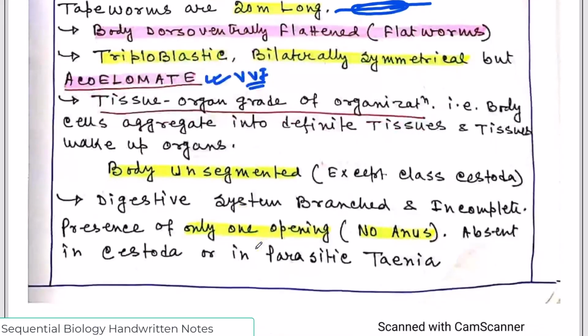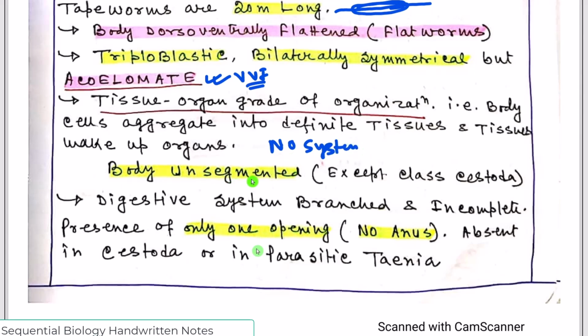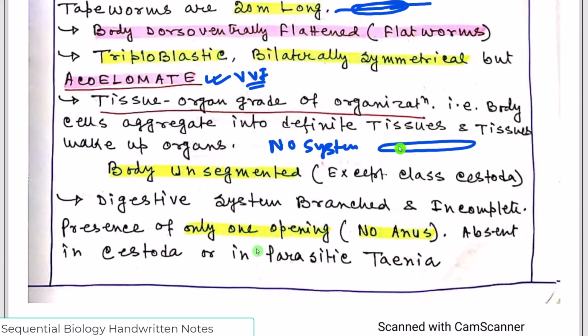They show tissue-organ grade level of organization. No systems are present in their body, but the tissue-organ grade of organization can be seen. That is, body cells aggregate into definite tissues and the tissues make up organs, but no true systems are developed. The body is unsegmented except in class Cestoda, where many segments are present.